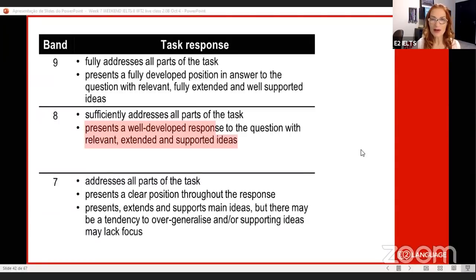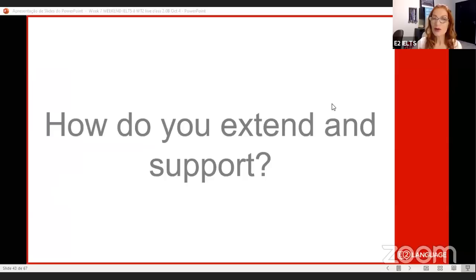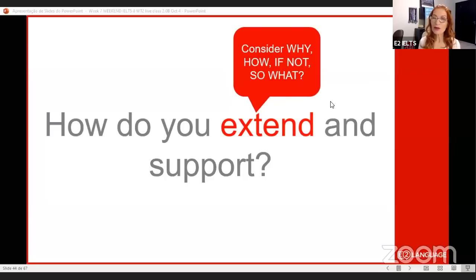If you're aiming for a 7, it would be nice to focus on band 8 in this element, because then there isn't a chance maybe for you to get overgeneralized. So you present a well-developed response with relevant, extended, and supported ideas. That's how you will guarantee that you hit at least a 7. So how do you extend and support? In order to extend or support, you will ask yourself questions based on your reason or your example. That's the best way to extend your answer.